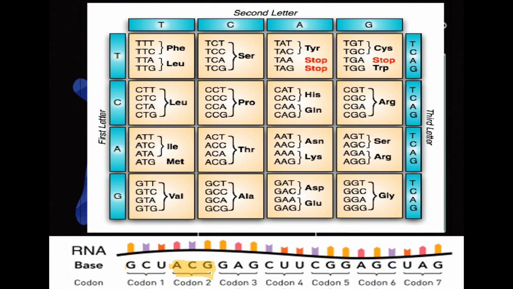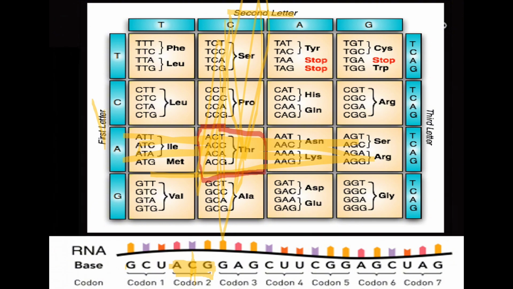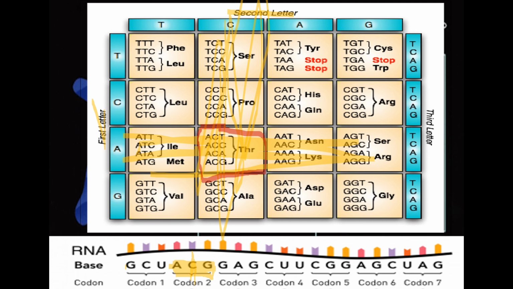So here ACG, the first letter is A. So here, this line. Then the second one is C, so that column. So it's restricted already to that one. And the third one again will confirm, which is G. Where's G? G is here. So it's threonine. Okay? Threonine is one of the amino acids.